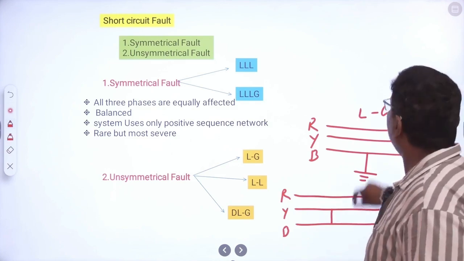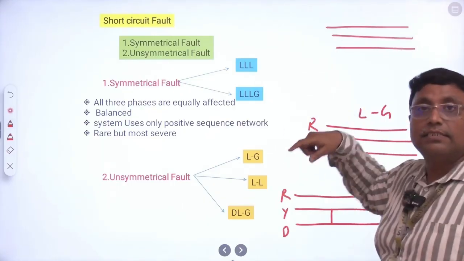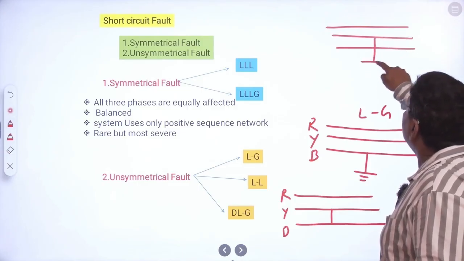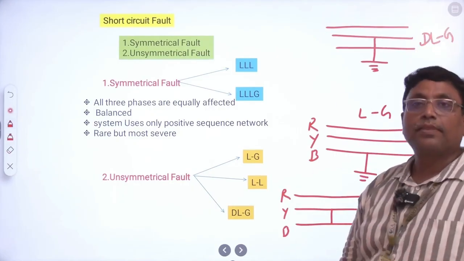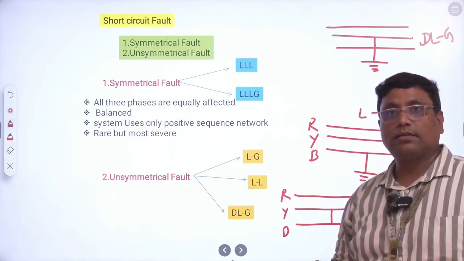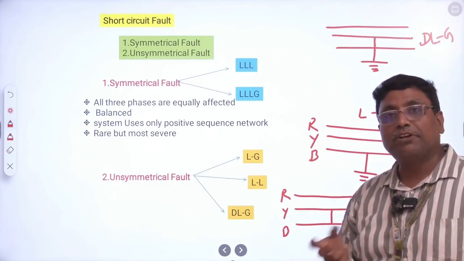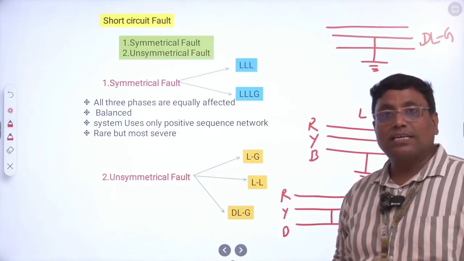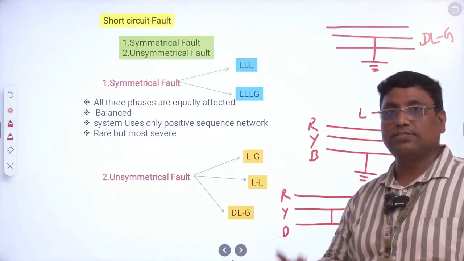Next, double line to ground fault means two lines are simultaneously grounded. Two lines are simultaneously grounded is called as double line to ground fault. In unsymmetrical case, all the fault current values are not equal, and also the phase displacement between the phases is not equal. So that only it is called as unbalanced fault. Unsymmetrical fault is otherwise called as unbalanced fault.